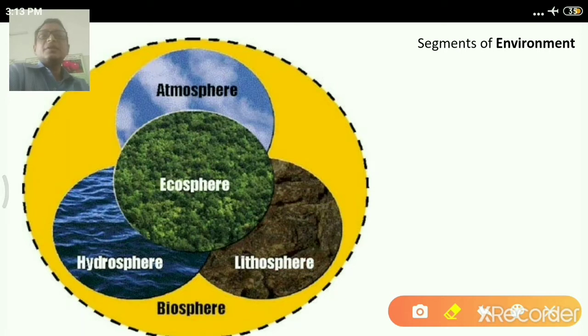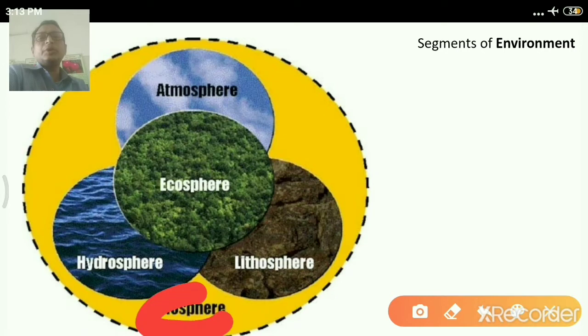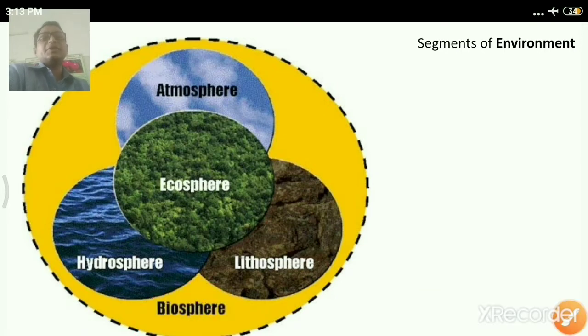So this hydrosphere means only the presence of water bodies. Atmosphere is nothing but a blanket upon the earth, which comprises different gases. And the lithosphere means what? The part of the earth which comprises earth and rocks, that is called lithosphere. And of course, what is meant by biosphere? Biosphere is nothing but the living component. So this one is the biosphere.